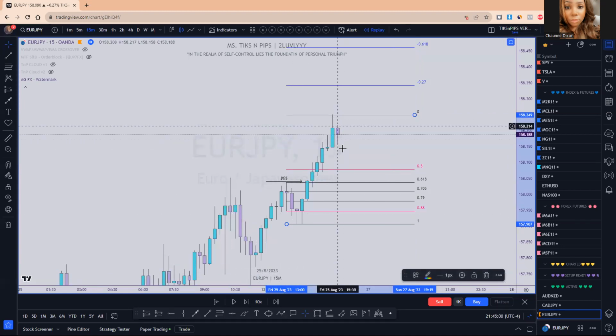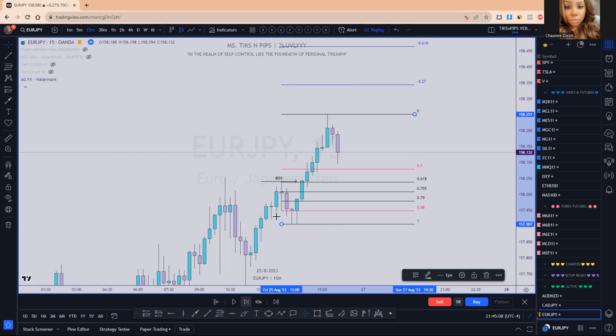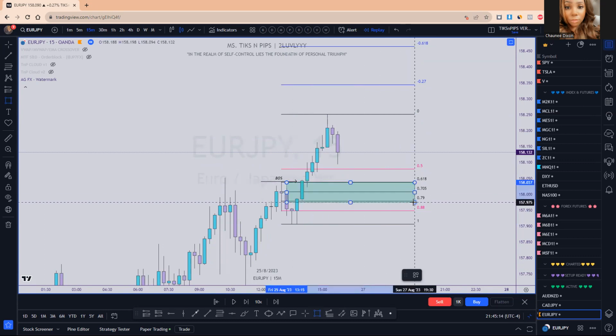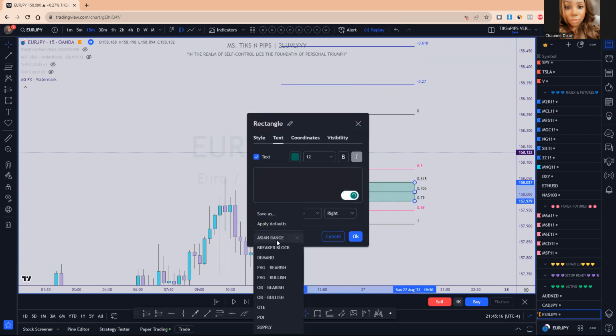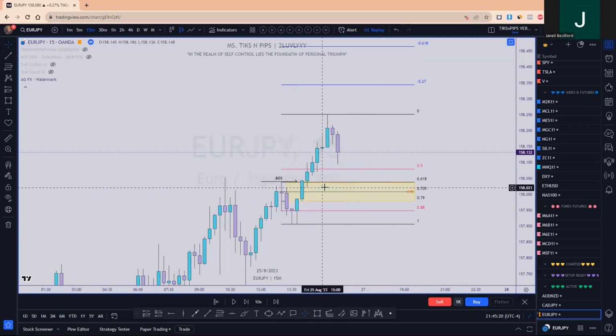Okay, now I see that price is moving down. So we're gonna keep this level right here and see if it starts to move down. Okay, now it's giving me bearish pressure. So now I'm gonna highlight the OTE area here. All right, and then I noticed that there's an FVG by the doji.